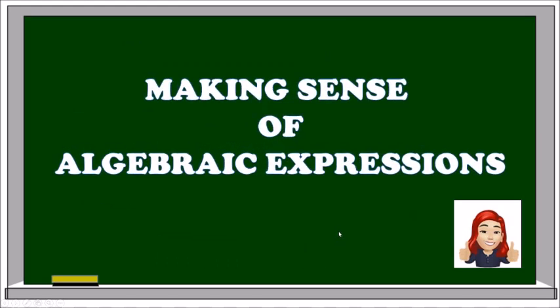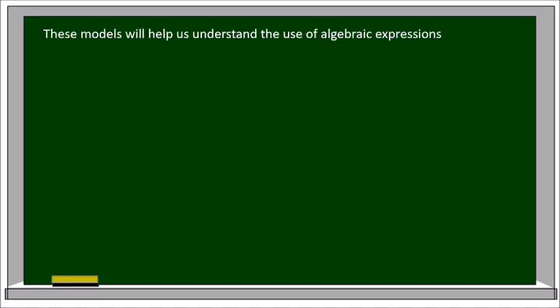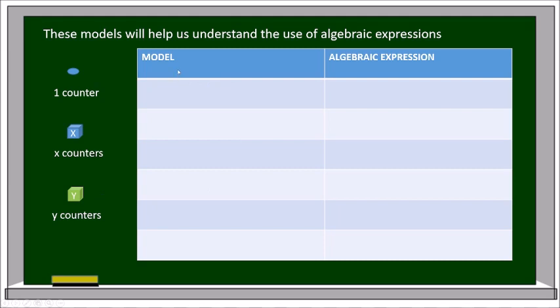Next, making sense of algebraic expressions. These models will help us understand the use of algebraic expressions. So we have here this circle or oblong as one counter, cube x as x counters, and y cube as y counters. So first, the model. This is the example.